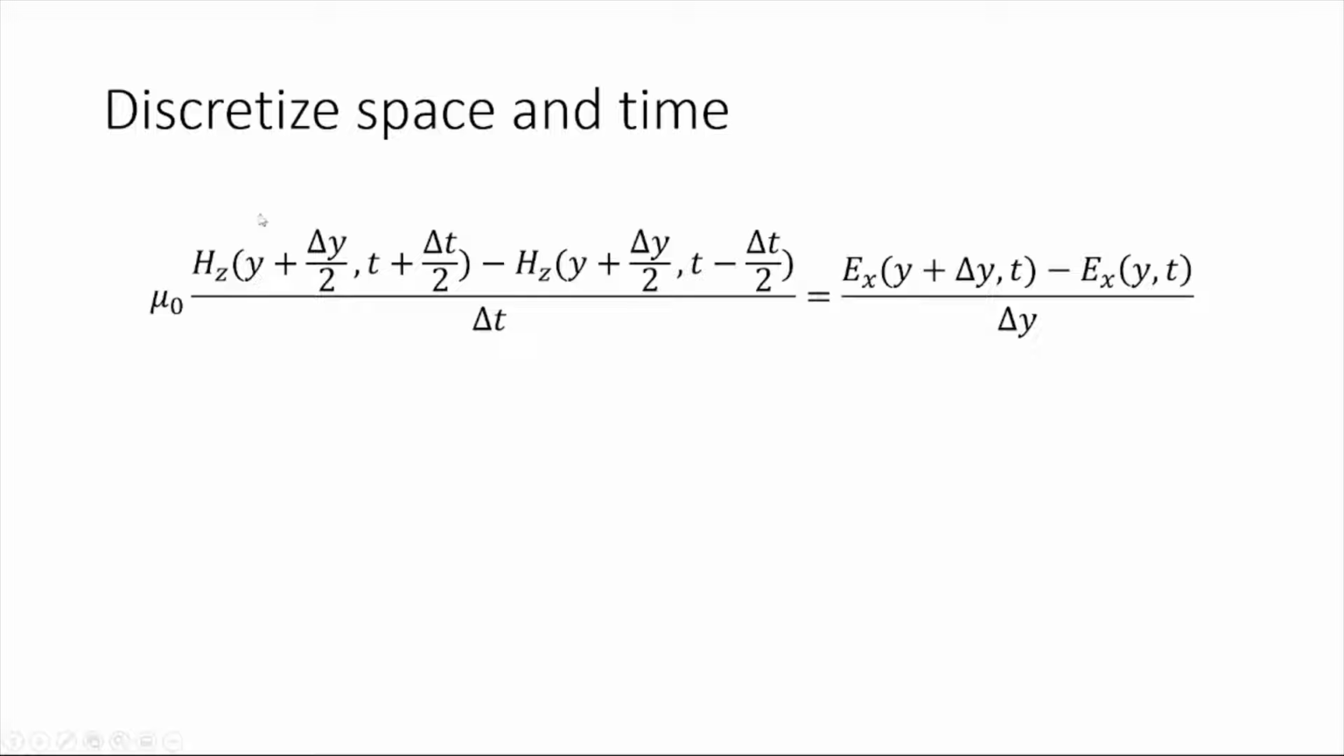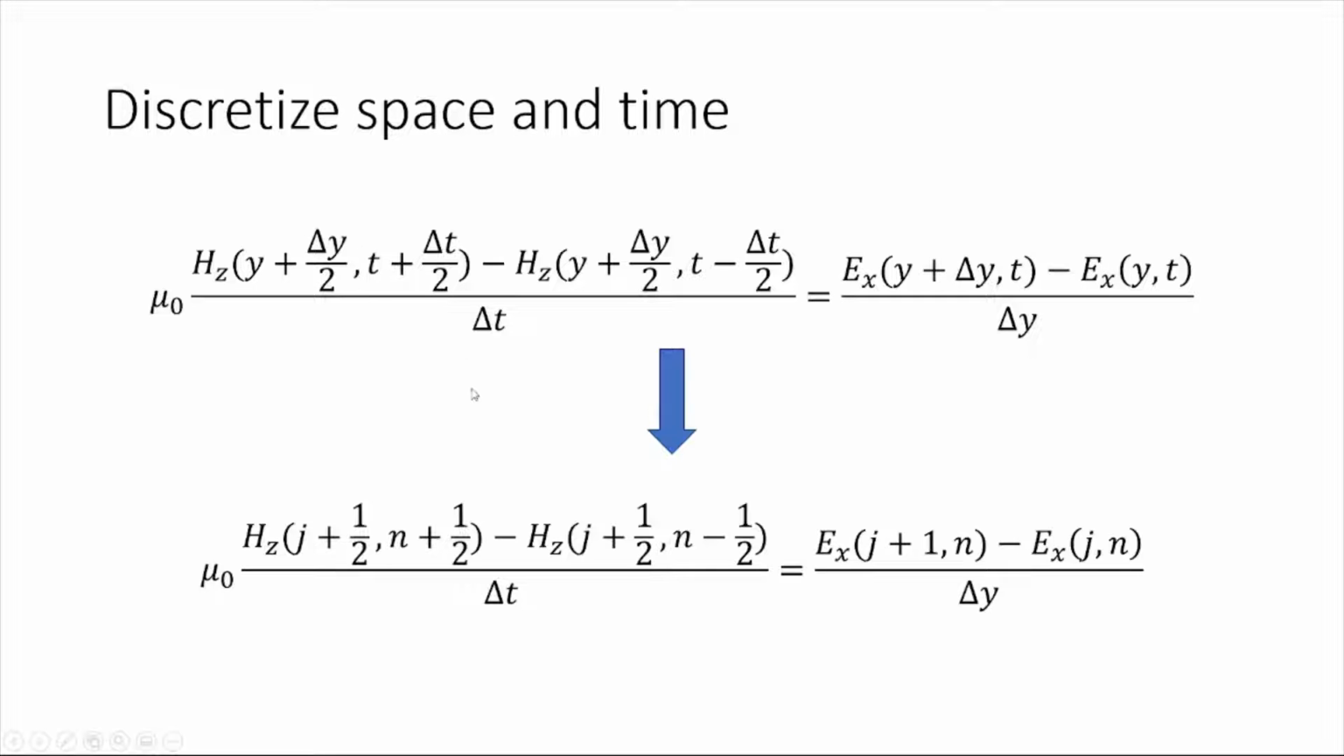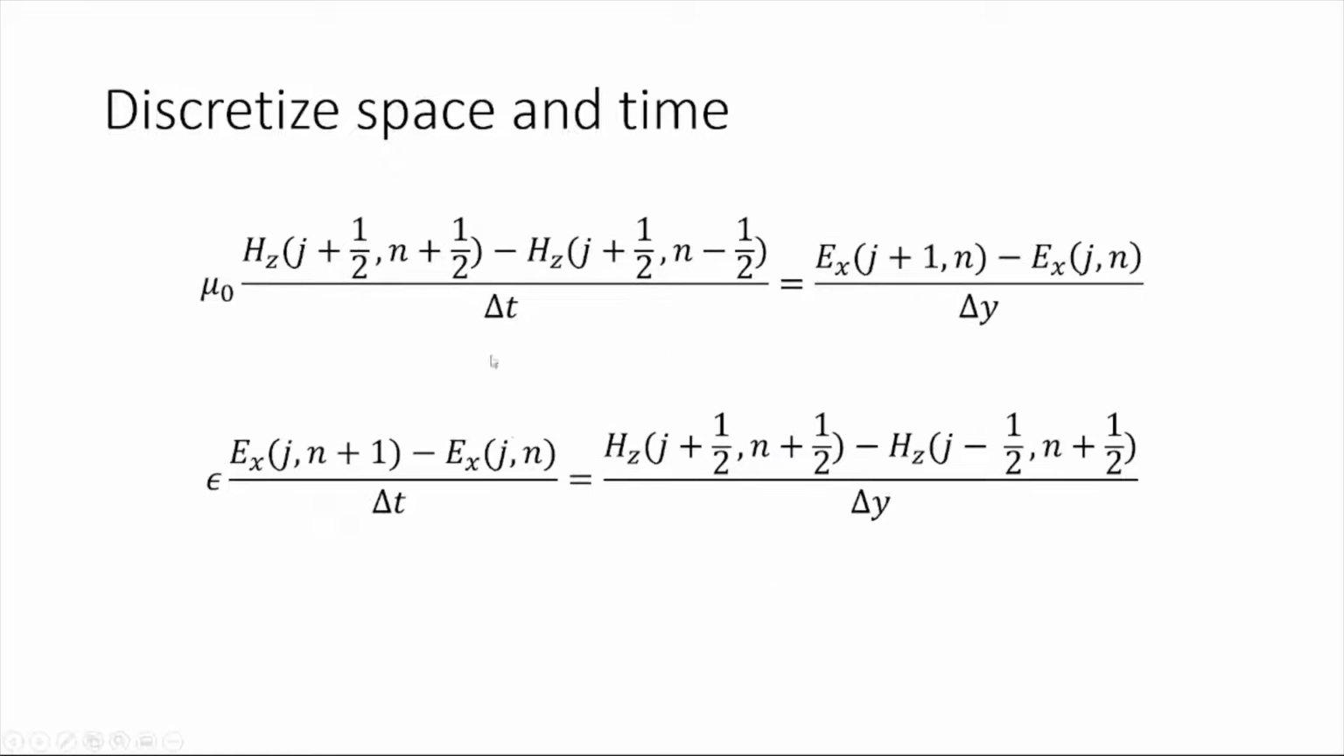Okay, so this is all of that right there. And we're now going to put this into index form. So we're going to replace our y's and delta y's and t and delta t with the indices j and n. So y plus delta y over 2 is just j plus 1/2. T plus delta t over 2 is equal to n plus 1/2. And similarly, y plus delta y is just j plus 1, and t is just n. So this is kind of index formulation. Similarly, we can do that with the electric field curl equation as well.